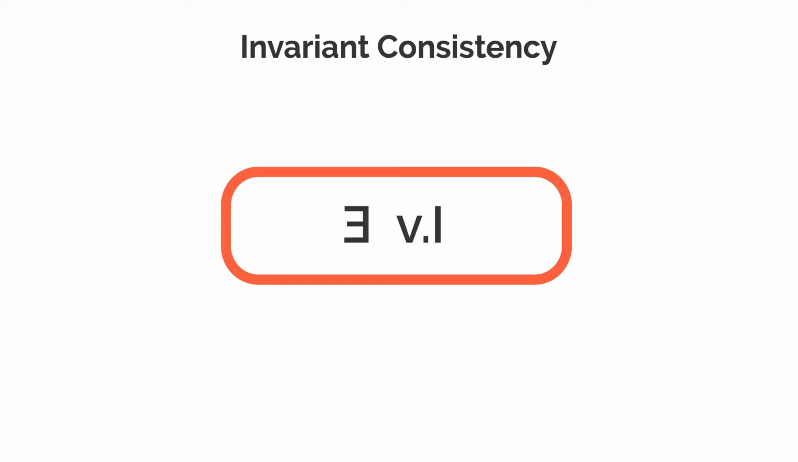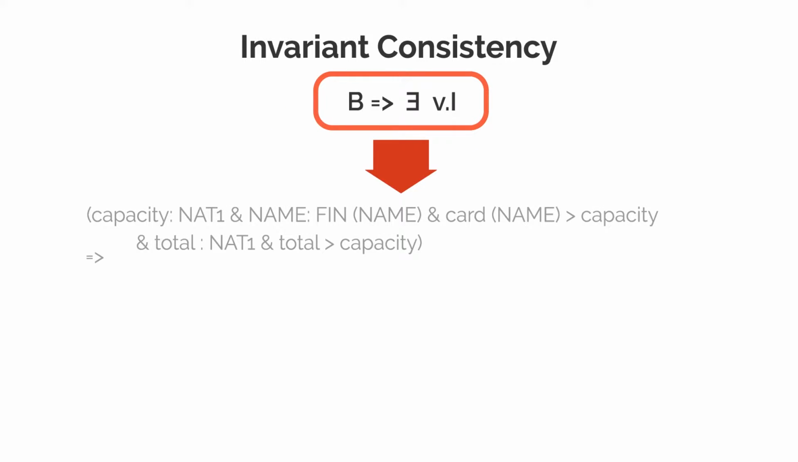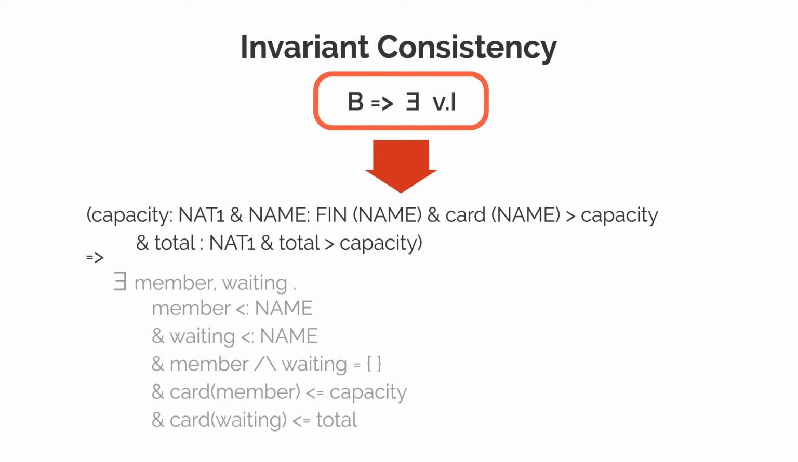We are then able to include in the left-hand side of the implication the properties clause, which will be very useful to prove that there exist values such that the invariant holds. In our example, the properties clause that we had: the capacity is a natural number greater than 0, names is a finite set of names, the cardinality of name is greater than the capacity, and the total is also a natural number greater than 0, and the total is greater than the capacity. That would be our property. The left-hand side of the predicate says that there exist member and weighting such that the invariant holds.